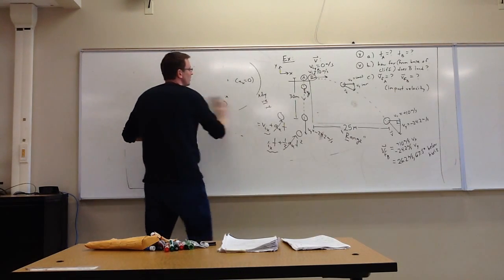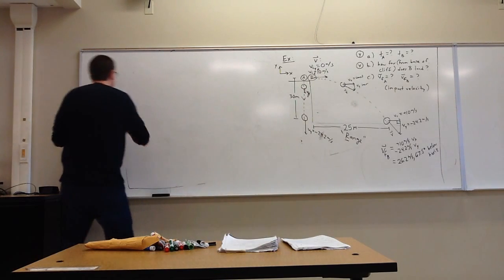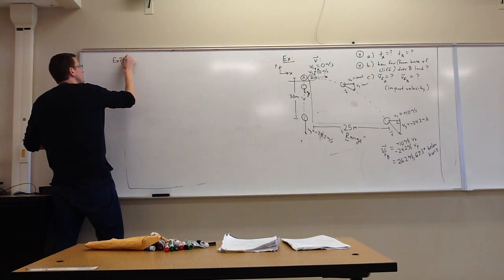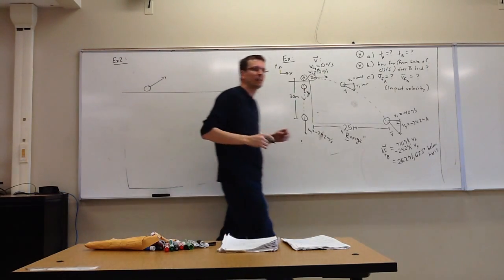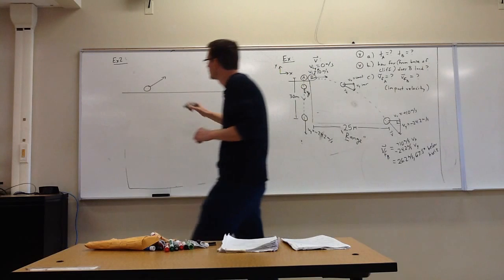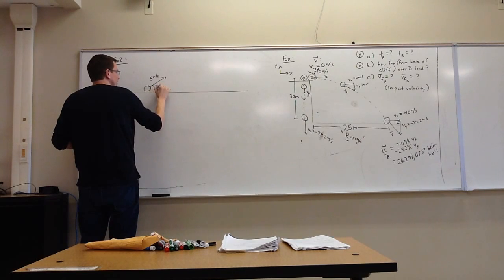Once we've done it once, it's quite quick to do it again. My second example, I'm going to fire a ball into the air at an angle. The speed of the firing is 5 meters per second. The angle will be 30 degrees.